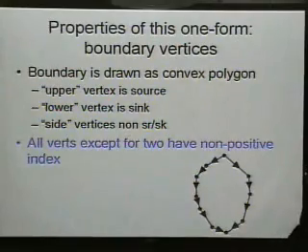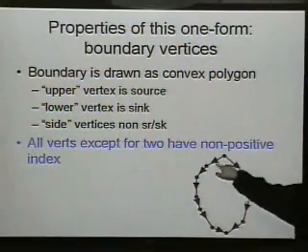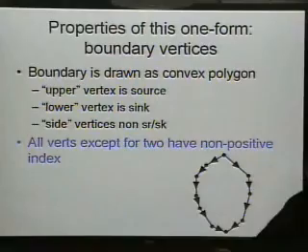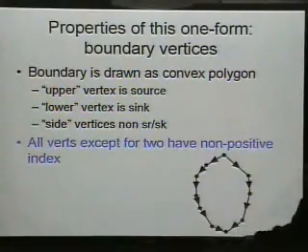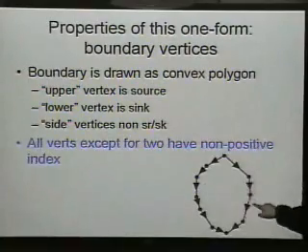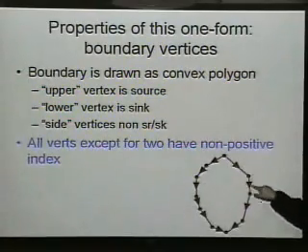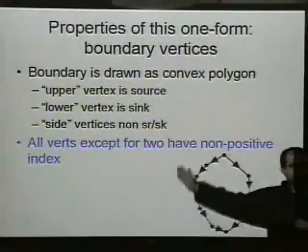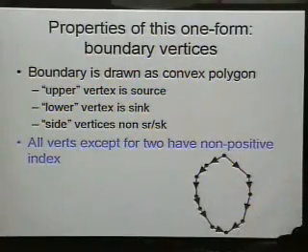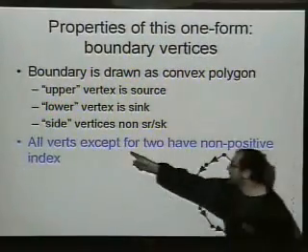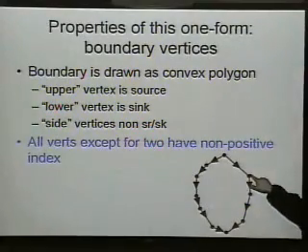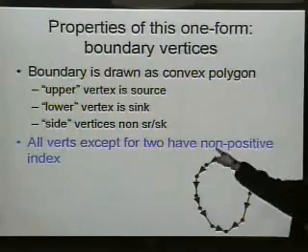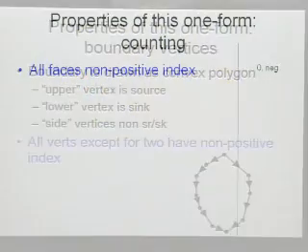Okay? So the upper guy, he might be a source. He might be above everybody with respect to the up direction. And the lower guy, he might be a sink. He might be below everybody. In fact, he probably should be. But anybody else, these guys on the side, they've got to have somebody above them and somebody below them with respect to the direction that we've chosen. Okay? So all the vertices, except for possibly 2, are not sources and not sinks. And so once again, they must have non-positive index.